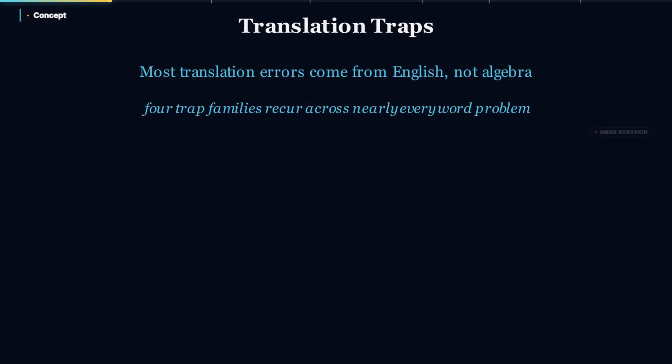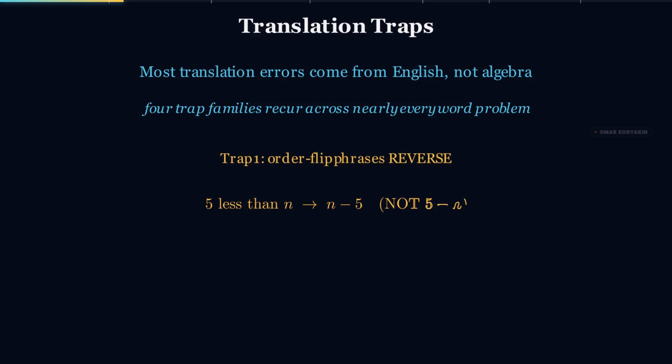There are 4 trap families that account for almost every translation mistake students make in beginning algebra. Each family has a clear pattern, and once you can recognize the pattern in a sentence, you can apply the correct template automatically without having to reason from first principles every time. Trap family 1 is the order flip family. The phrases less than, subtracted from, fewer than, and reduced from all reverse the natural left to right order on the page. 5 less than a number translates as the variable minus 5. A number subtracted from 10 translates as 10 minus the variable.